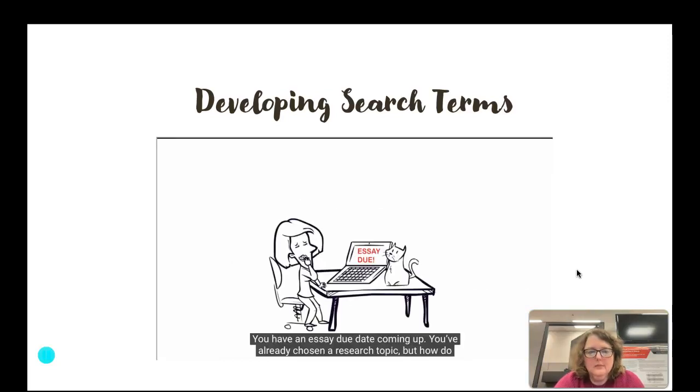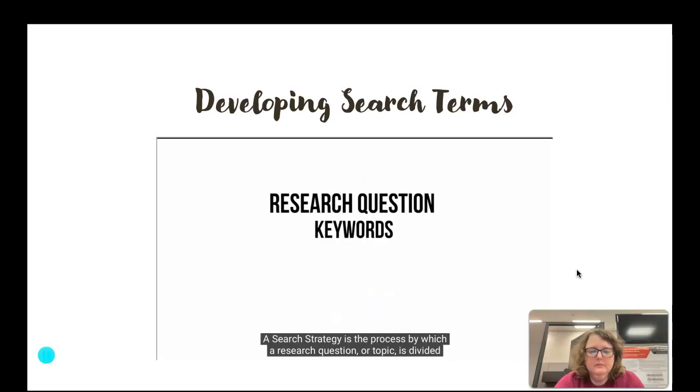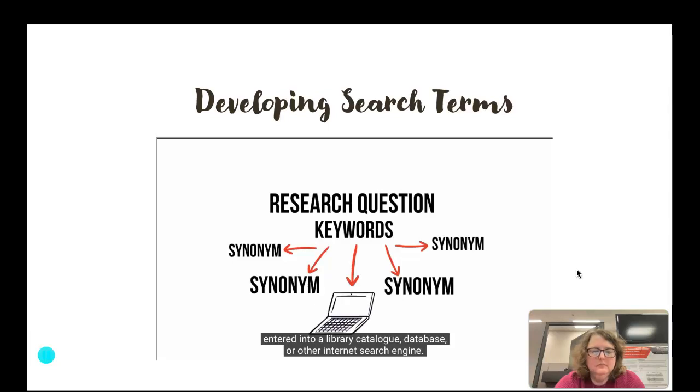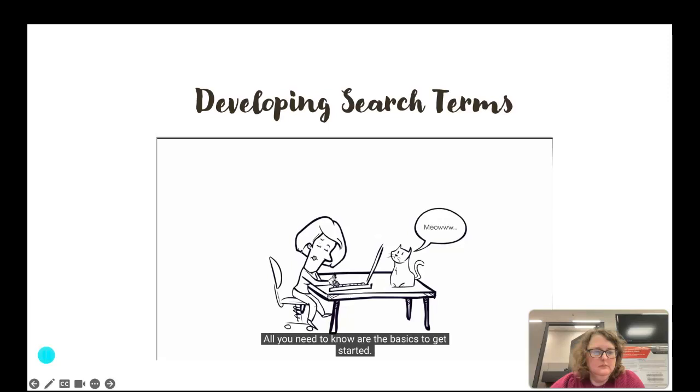You have an essay due date coming up. You've already chosen a research topic, but how do you move forward? Start with a search strategy. A search strategy is the process by which a research question or topic is divided into keywords with synonyms, words that mean exactly or nearly the same thing, to be entered into a library catalog, database, or other internet search engine. All you need to know are the basics to get started.